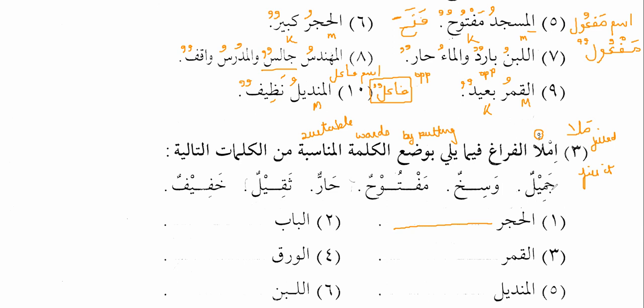So what are the words here? Jamilun, beautiful. Wasikhun, dirty. Maftuhun, open. Harun, hot. Thaqilun, heavy. Khafifun, light. So what should be filled here? Al-hajar, the rock is heavy. So what will you fill? Thaqilun. Al-babu, what will you put? Maftuhun.